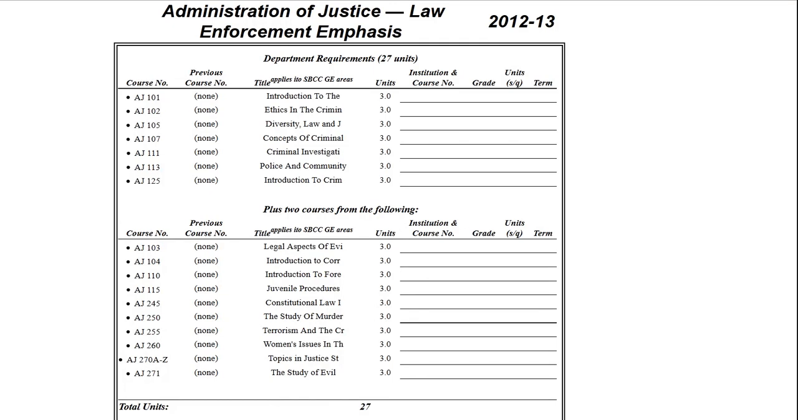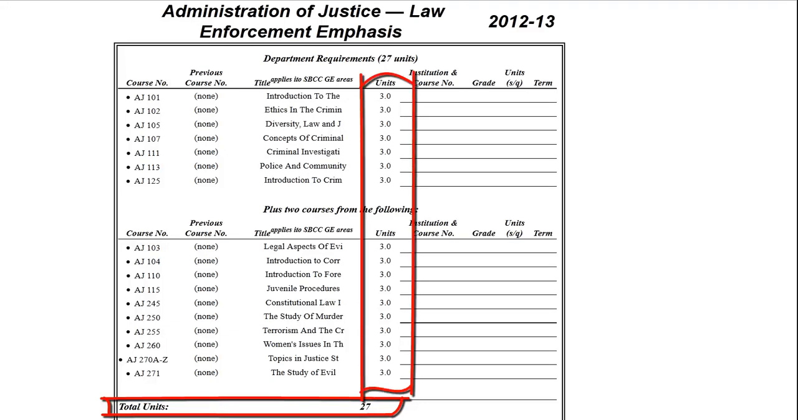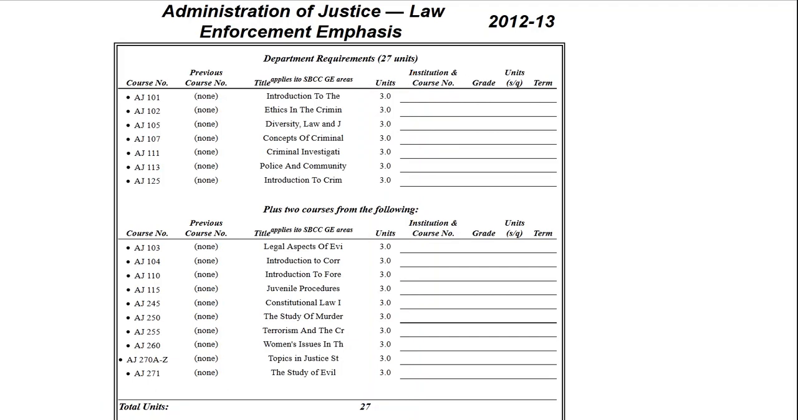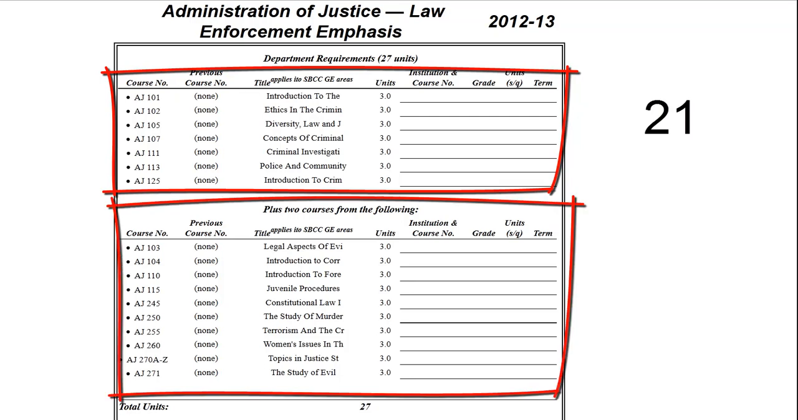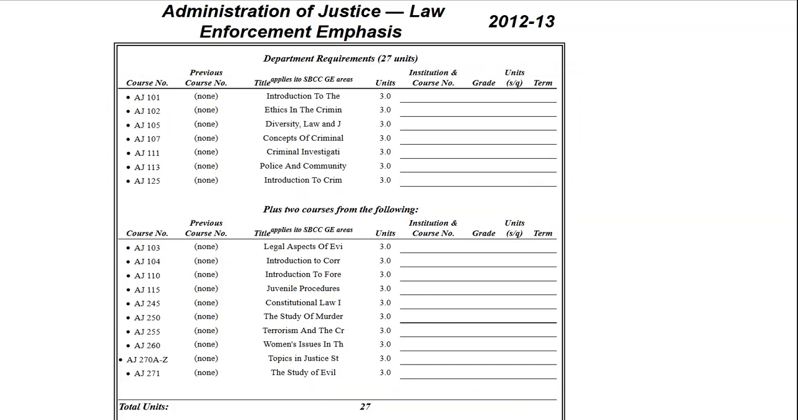Now, I want you to pay close attention to this part. The program outline shows the total units required for the program right here, but notice how more classes are listed than what is given in the total. I am getting this total by adding all the credit values together for this block, which is 21, and then I'm only adding 6 credits from this block, which now brings my total to 27. I will show you how you can customize the totals for each block.